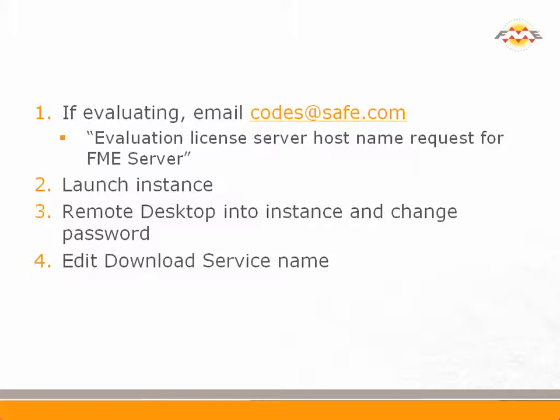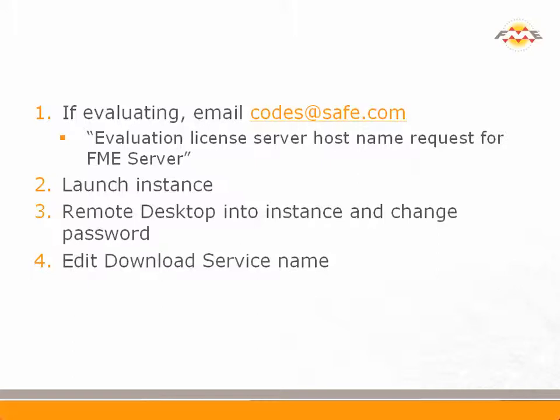If you are evaluating FME Server, contact codes@safe.com for a licensed server name. This will be the IP address of a licensed server you can use. Use the subject line Evaluation License Server Hostname Request for FME Server. You'll then be sent the IP address of a licensed server. There's also an option to set up your own licensed server, and I'll talk about that later.